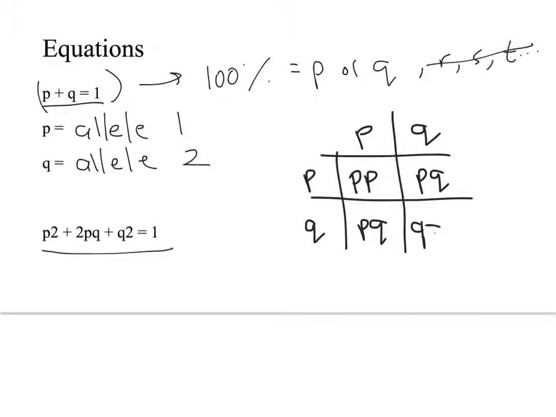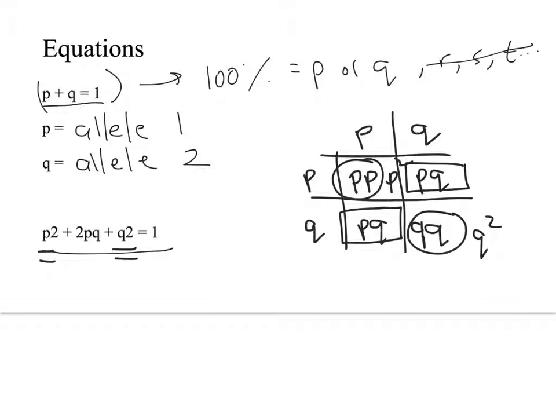The result of this is that this group becomes our Q squared, we see here. This group becomes our P squared, so you see here. And then we have these two remaining P and Qs, and if we add those two together, we get our 2PQ.